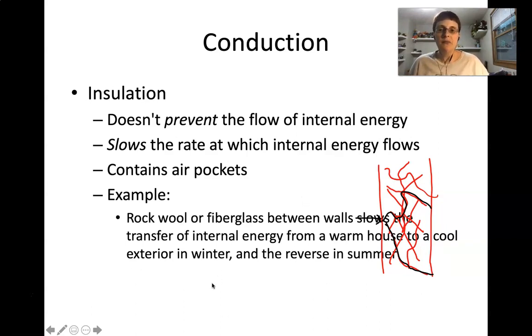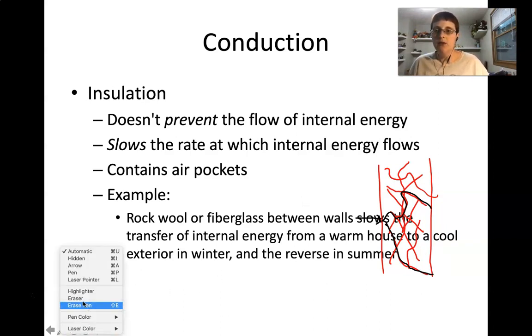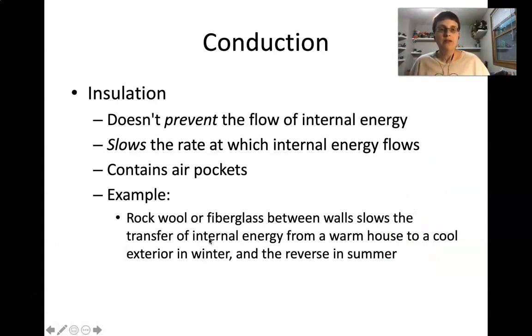So, like I said, rock wool and fiberglass are going to help do this in the walls of a home. It's going to slow that transfer of internal energy from a warm house to the cool exterior in the wintertime. And then in the summer, like right now, it's going to reverse. Right now it's hotter on the outside and cooler on the inside, so the heat is going to want to transfer into the house, and the insulation is going to slow that process so that not as much of that heat can make it into the house as quickly.